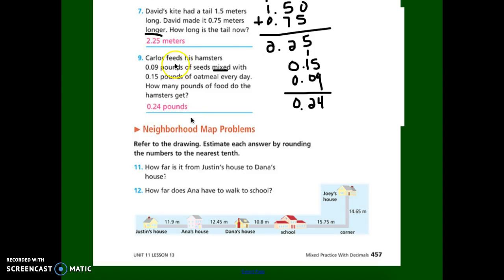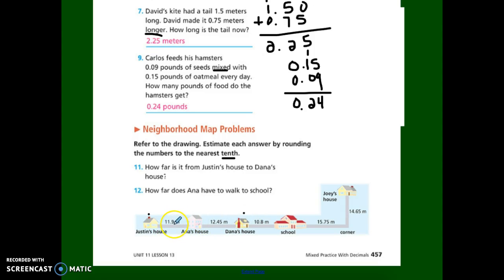All right, great job. Now, down here, it says refer to the drawing and estimate each answer by rounding the number to the nearest tenth. So we're going to round to the nearest tenth for each of these, and then we're going to estimate the answer. So how far is it from Justin's house to Dana's house? So here's Justin, here's Dana, and they want us to round to the nearest tenth.